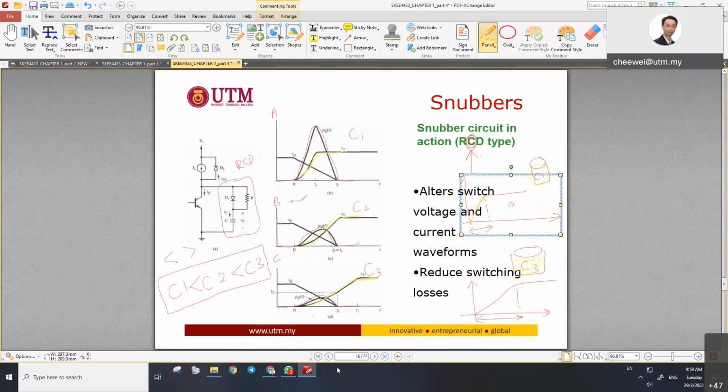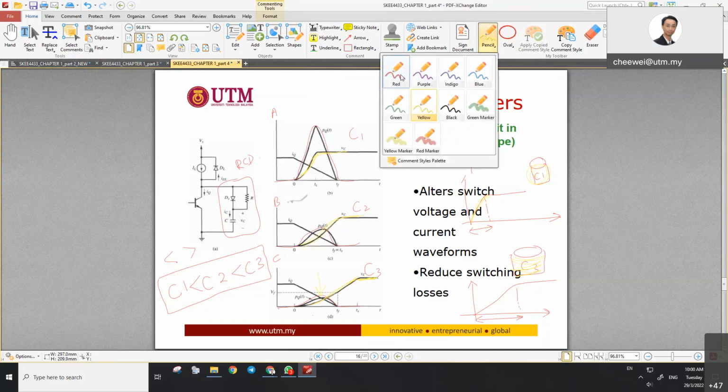Okay. So in RC, you can play around with the C parameter in terms of the size of the capacitor. If the size of the capacitor is big, then it will become a very gradual rise. What happens? Your turn-on and turn-off transition will be long, but at the same time, it reduces the loss during the switching.